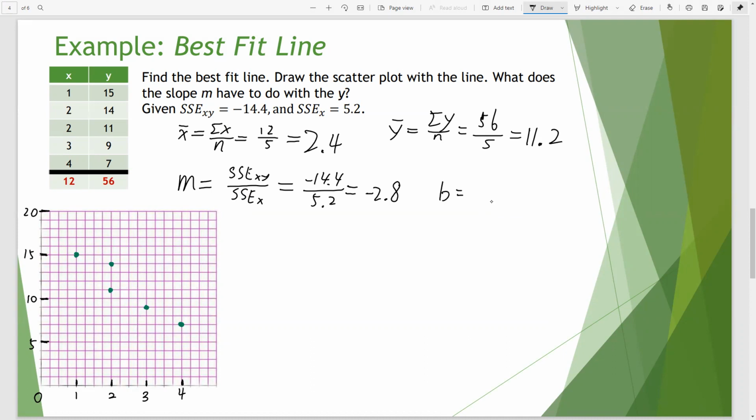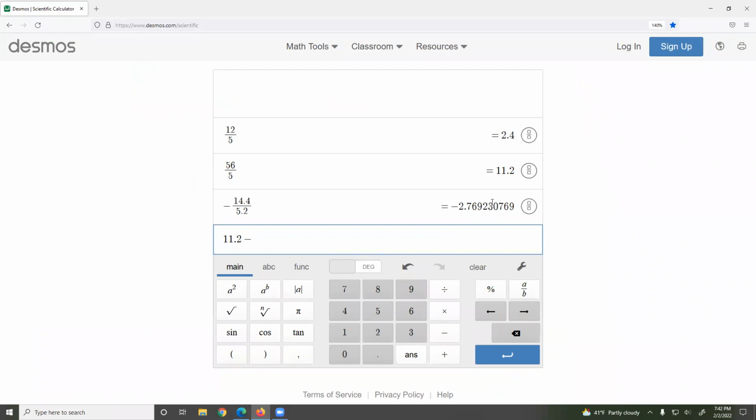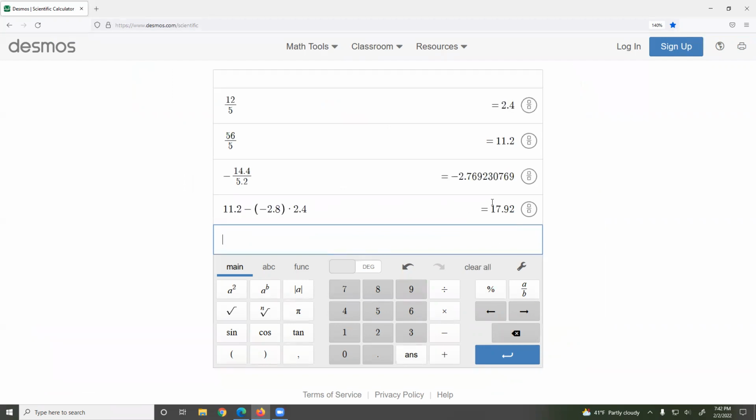And the b will be y bar minus m x bar. That is 11.2 minus negative 2.8 multiplied by 2.4. So we have 11.2 minus, we need a parenthesis for the negative, times 2.4. That's 17.92, or 17.9.